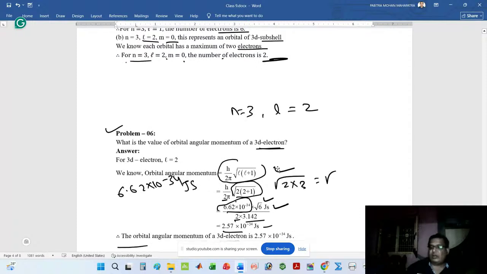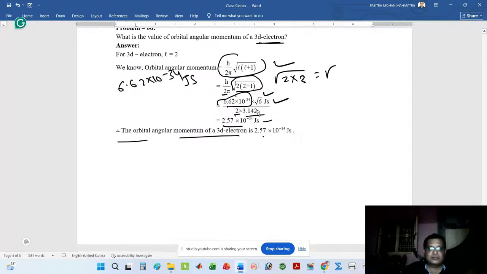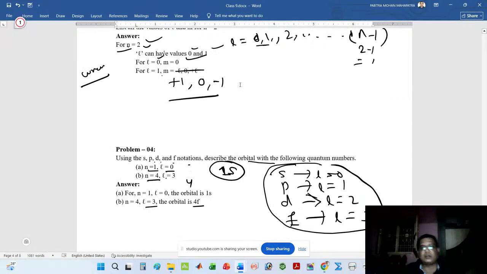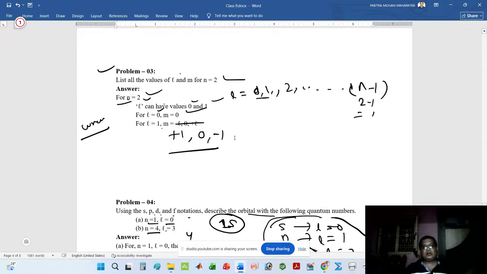This is all about the different quantum numbers. These are the different types of quantum numbers I already covered.